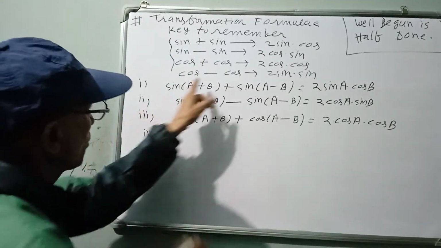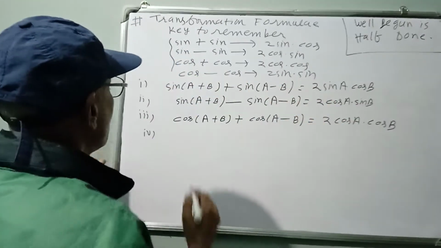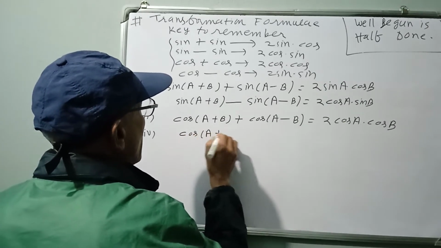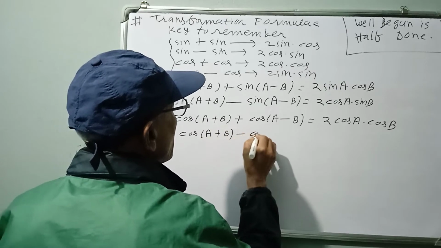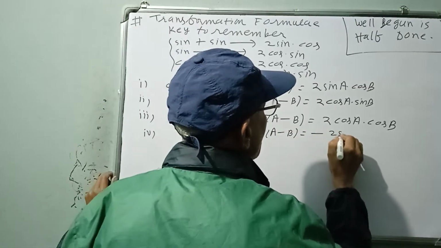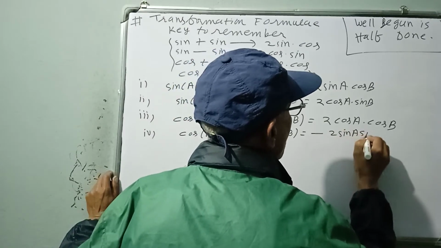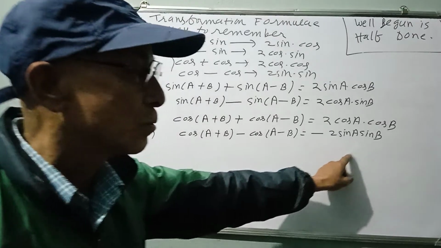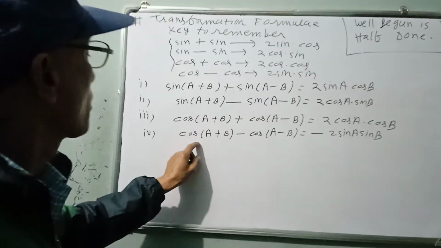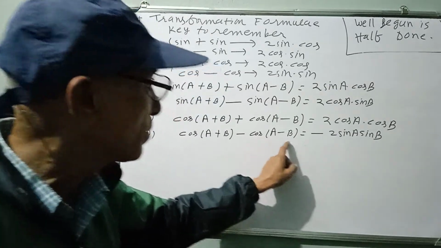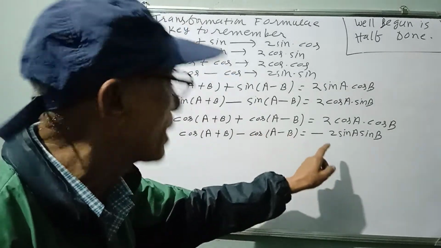Number 4, cos minus cos, minus 2 sin sin. What is the meaning? It means cos(A plus B) minus cos(A minus B) equals minus 2 sin A sin B. Cos(A plus B) minus cos(A minus B), minus 2 sin A sin B. Cos(A plus B) formula is cos A cos B minus sin A sin B, and cos(A minus B) is cos A cos B plus sin A sin B.